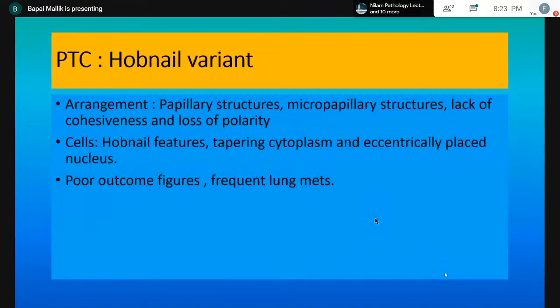The next variant is the hobnail variant of papillary thyroid carcinoma. The cells are arranged in papillary structures. You can have micropapillary structures which lack cohesiveness, and there is a kind of loss of polarity. The cells have hobnail features with tapering cytoplasm and eccentrically placed nucleus. These tumors are important to pick up, because they have very poor outcomes and they frequently metastasize to the lung. Okay, and it's quite possible that you may be aspirating a lung mets from a hobnail cell variant of papillary thyroid carcinoma.